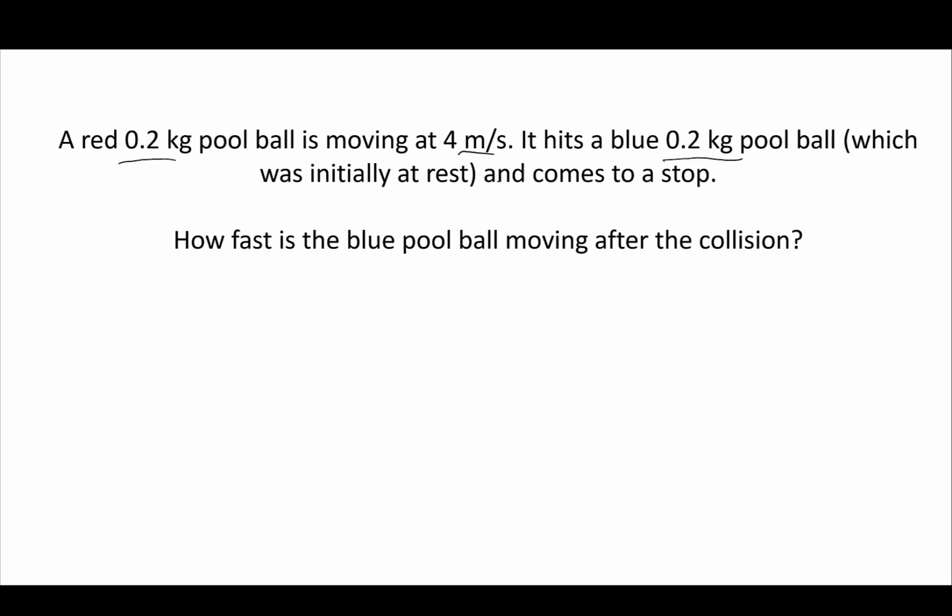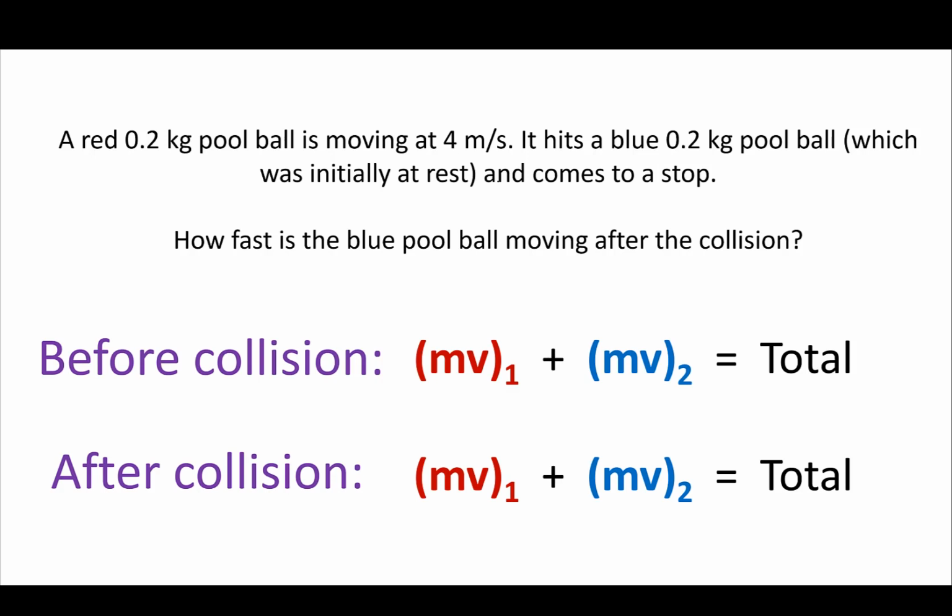Well, the way we solve all these problems is we set up 2 formulas, one for before our collision and one for after our collision. We have the red pool ball and the blue pool ball, and their combined momenta does not ever change. This problem tells us how to set up this before the collision, because it says before the collision, the pool ball that is red is moving at 4 meters per second, and the blue pool ball is initially at rest. So we have all the things we need there.